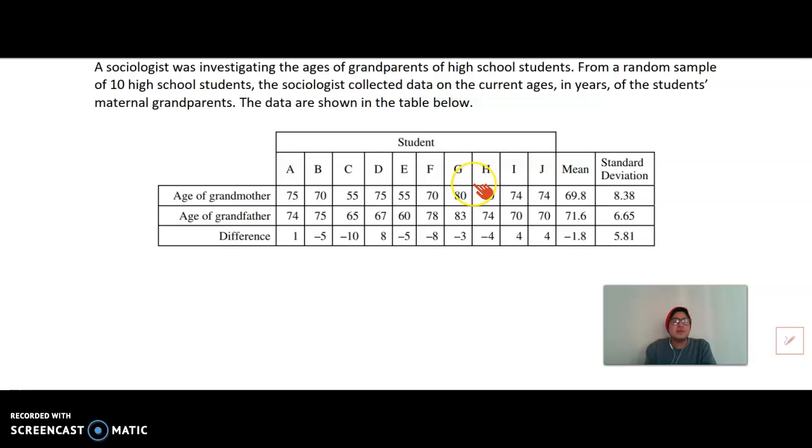A sociologist wants to investigate the ages of grandparents of high school students. From a random sample of 10 high school students, the sociologist collected data on the current ages in years of the students' maternal grandparents, and the data is shown below. So here is student A through J. We know we have 10 observations. Here is the first grandparent, the grandmother, and then we have the average and the standard deviation of grandma. Then we have the age of grandpa, and then the mean and standard deviation there.